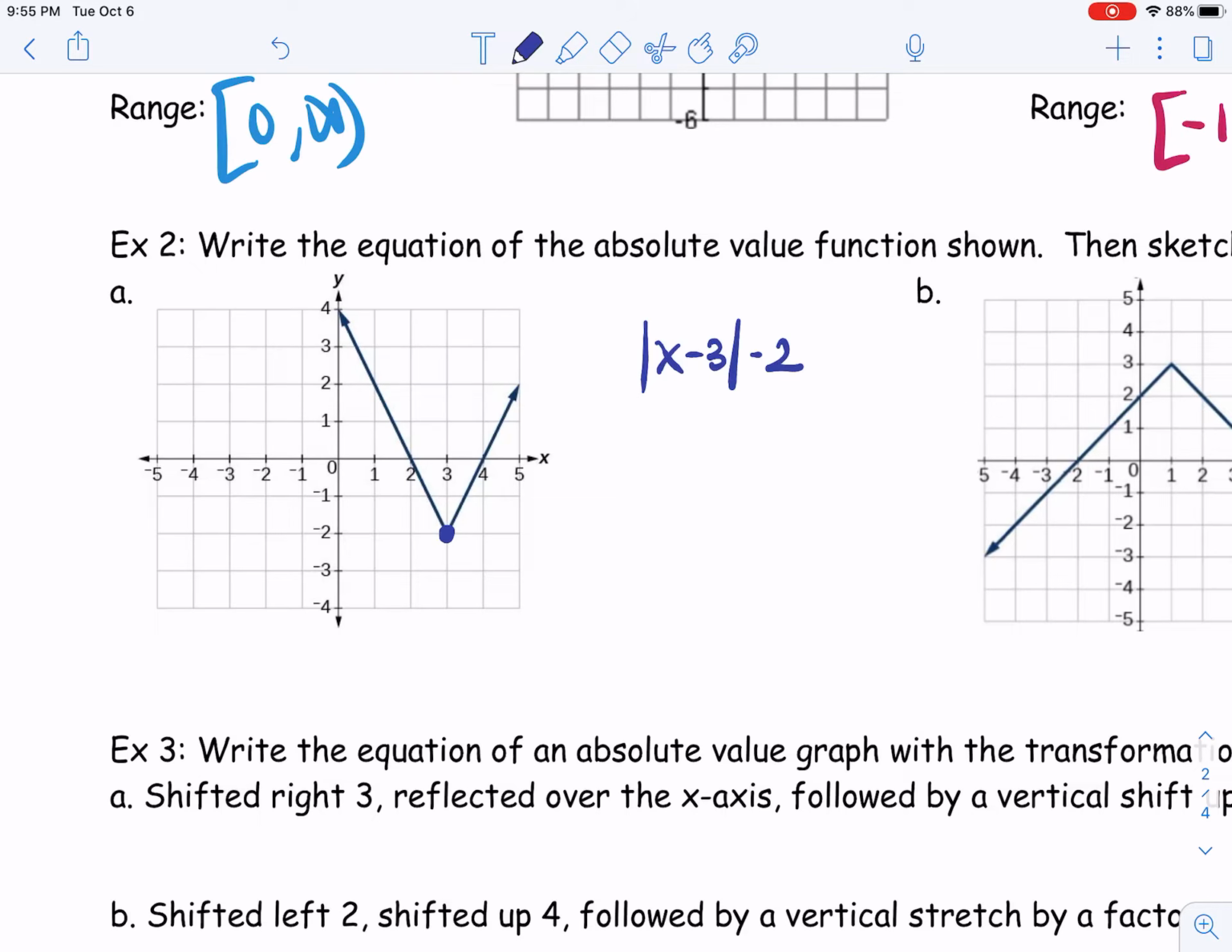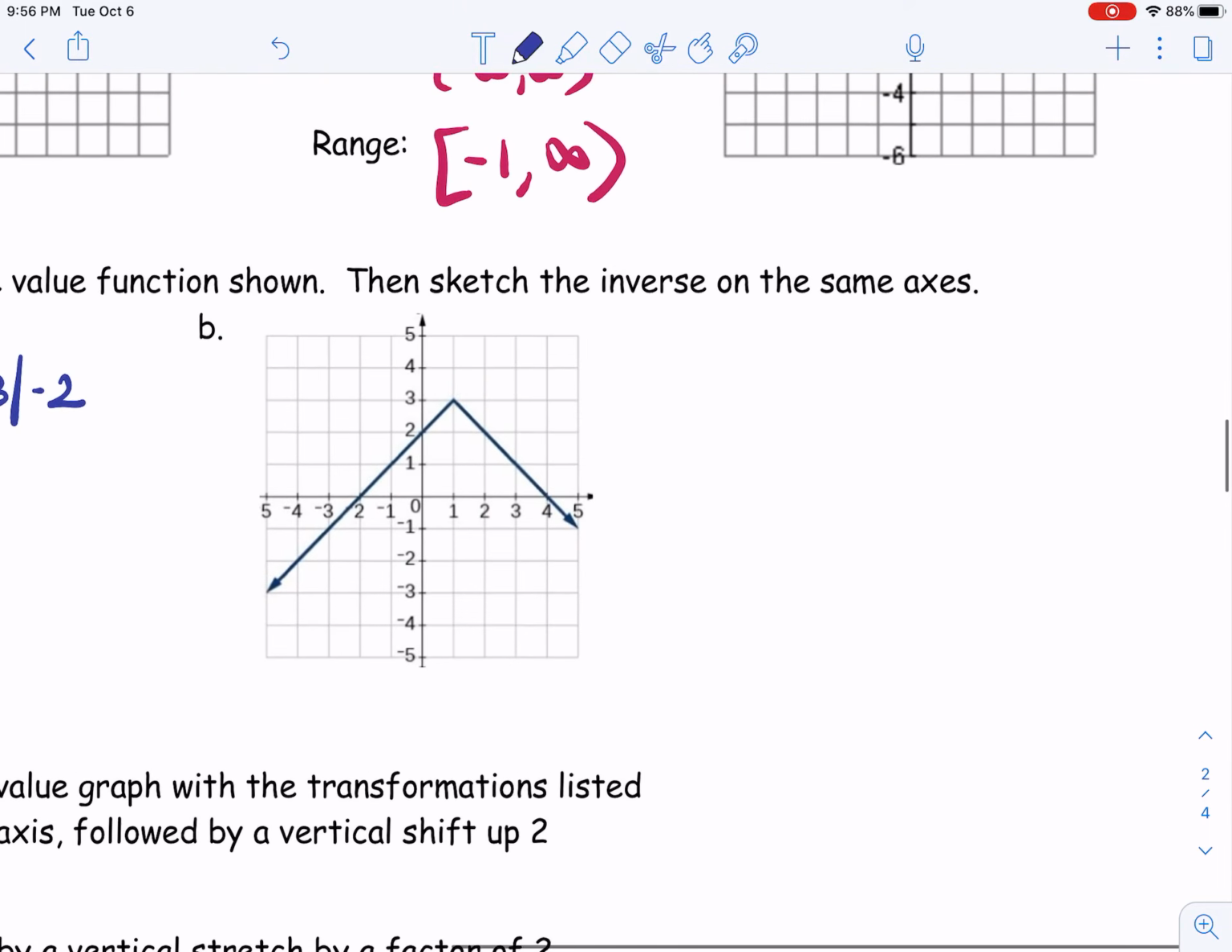I also need to check to see if there's any kind of stretches or compressions. So to do that, I check my slope. I see that my slope is a positive 2. I went right 1 up 2, left 1 up 2. So that means I have a vertical stretch of 2. You know that you really could write this like this as well, but please do not get caught up in that. Please just write it how you see it. Go with your shifts and then check your slope. Okay, let's go ahead and do this one first.